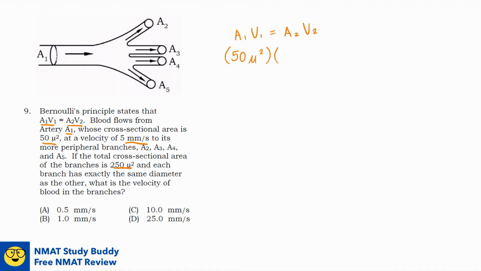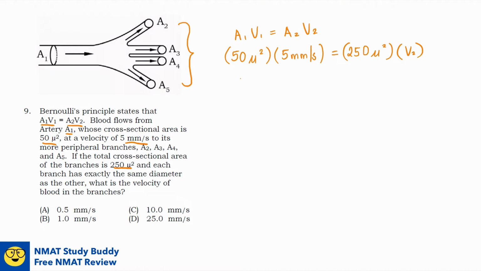I-multiply natin yan sa, yung velocity is 5 millimeter per second. Equal yan sa, itong area 2, ito yung lahat, yung cross-sectional area ng lahat ng branches, A2, A3, A4, and A5. So, pag inadd daw yung lahat, yung area is 250 microns squared times yung velocity or yung V2, yun yung hinahanap.